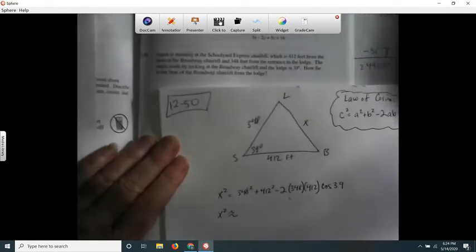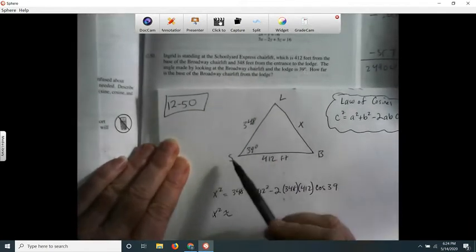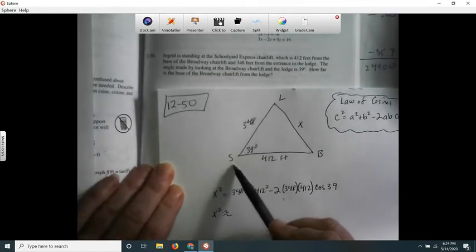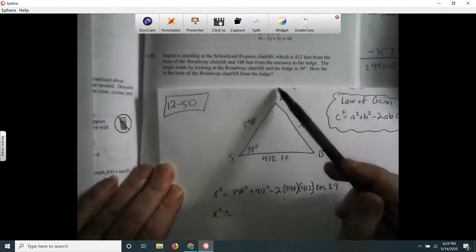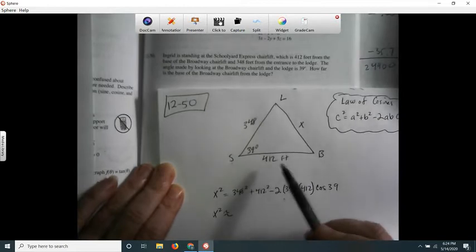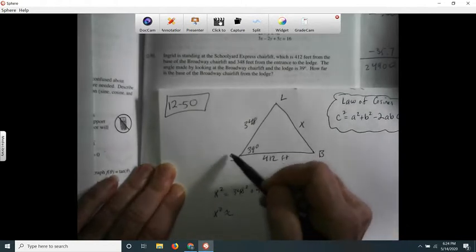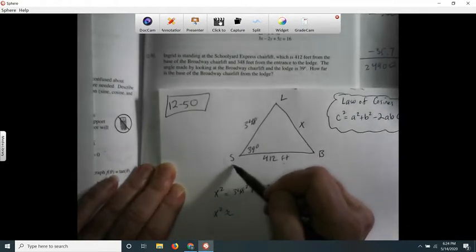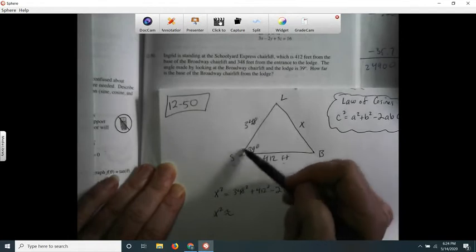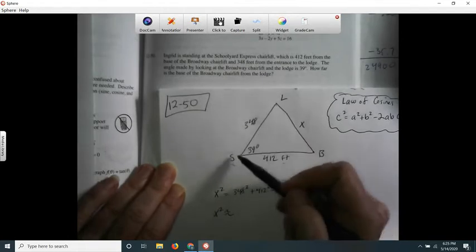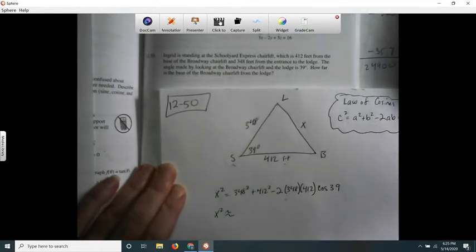Going back to the question, she's standing at the Schoolyard Express chairlift, so I put S for schoolyard. It's 412 feet from the base of the Broadway chairlift, so one of the other two vertices has to be Broadway. I let it be this one and labeled the side 412. She's 348 feet from the entrance of the lodge, so it's got to be this other side from where she is. That's the 348. That's L for lodge and B for Broadway.